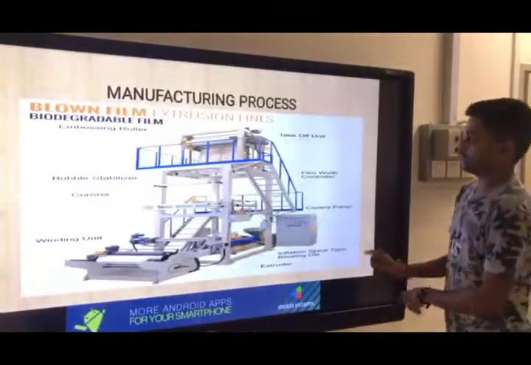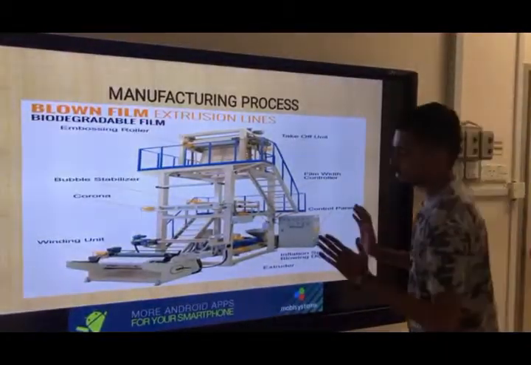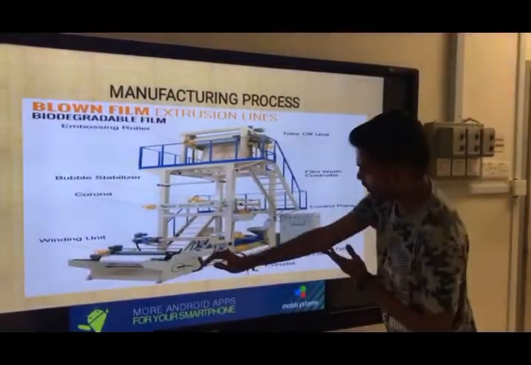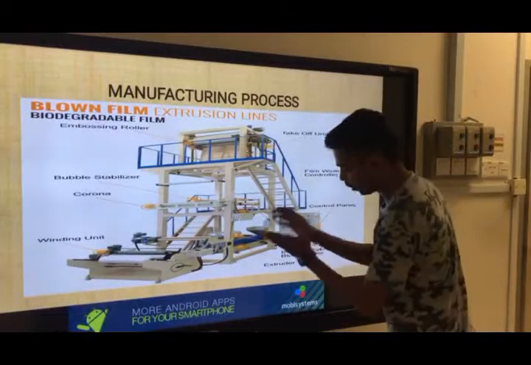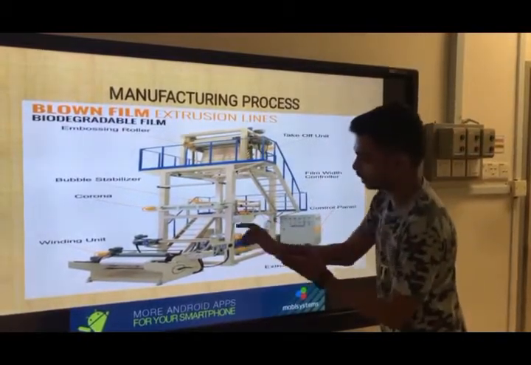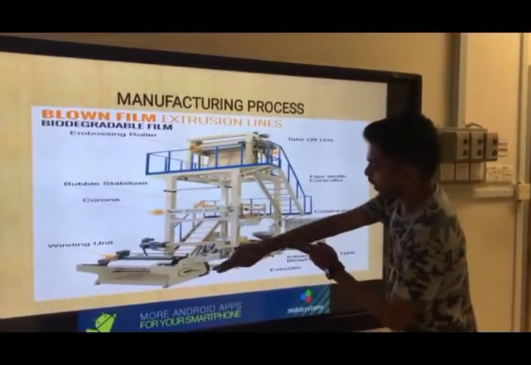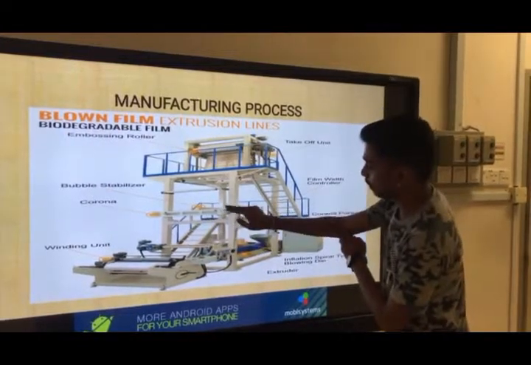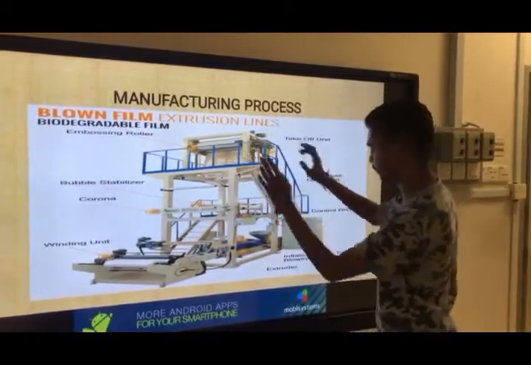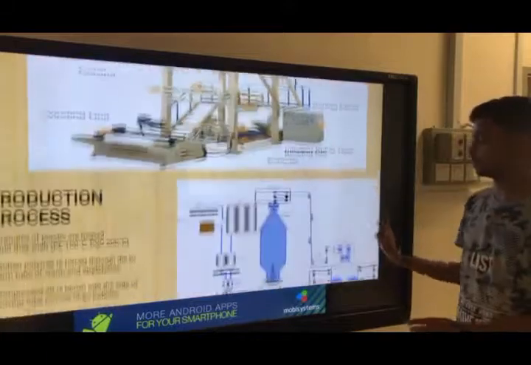Next I will explain the process. This is an example of the machine. This is the winding unit. The polymer plastic LDPE will wind here and step up, and it will be wrapped somewhere here. I will explain this in detail on the next page.